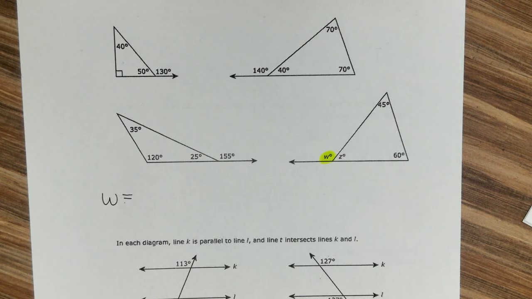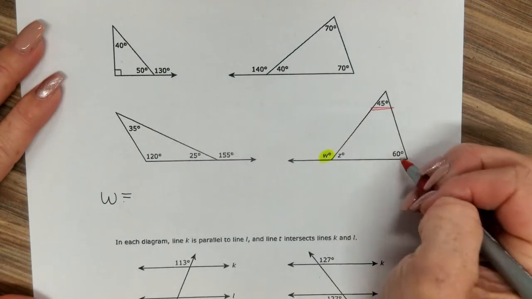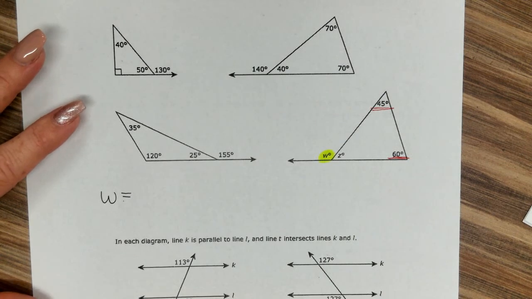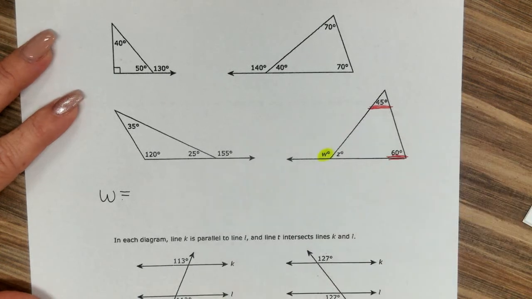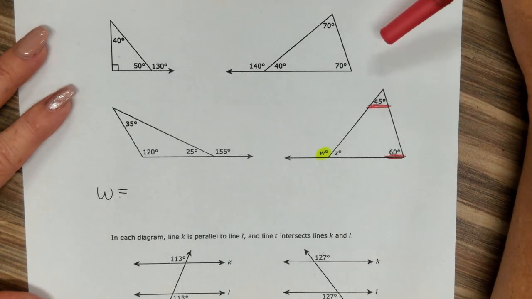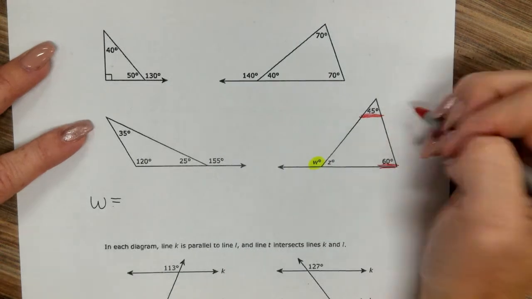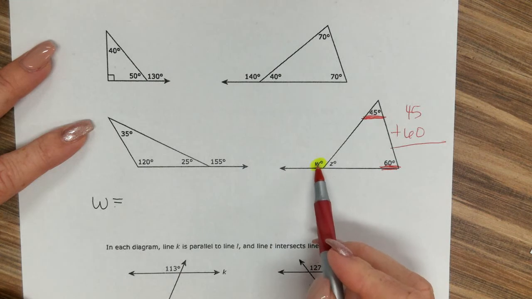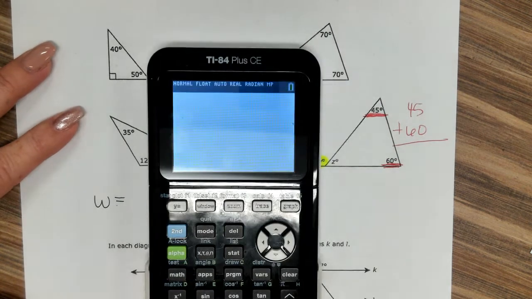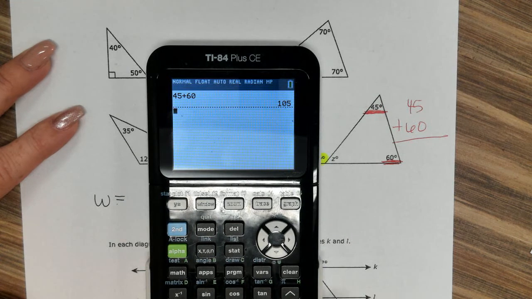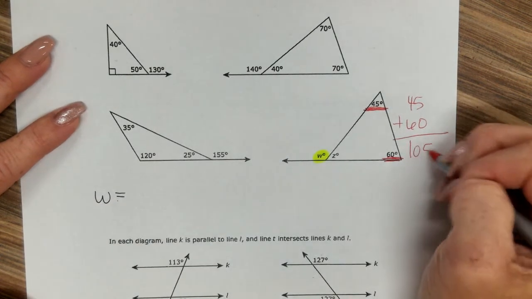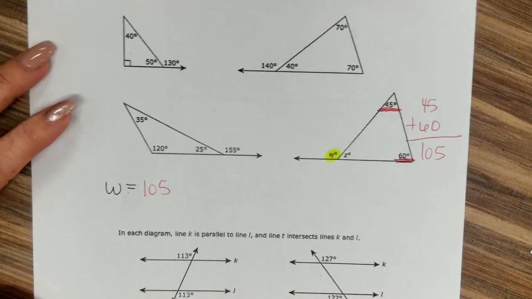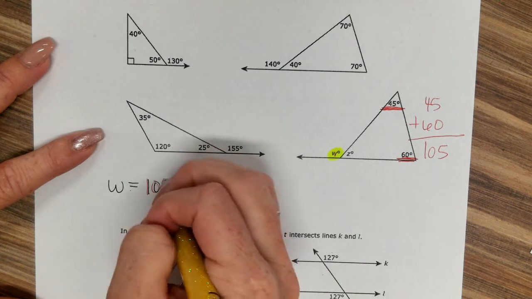To find it, all you have to do is add the two angles across from it. So you're going to add 45 plus 60, and that's going to give you the exterior angle. So 45 plus 60 is 105. That means W is 105. That's how easy that question will be.